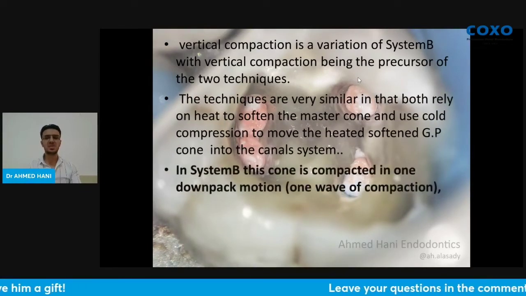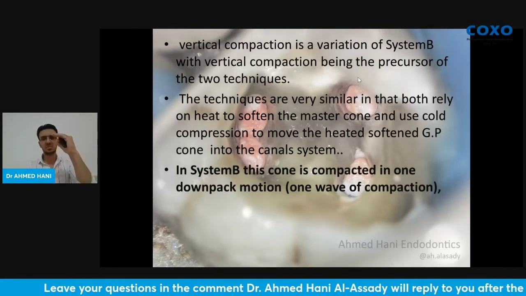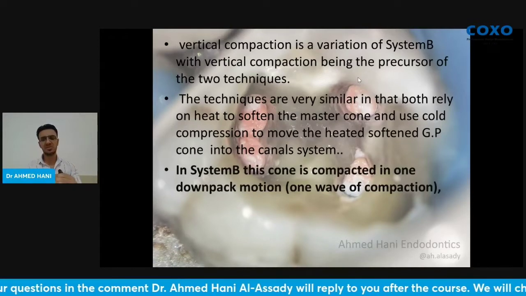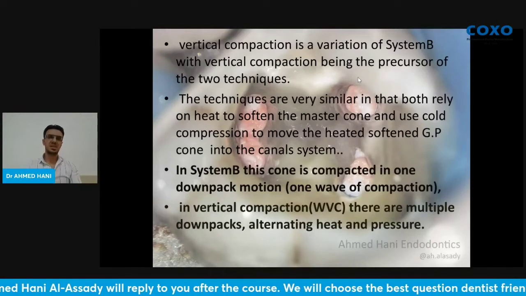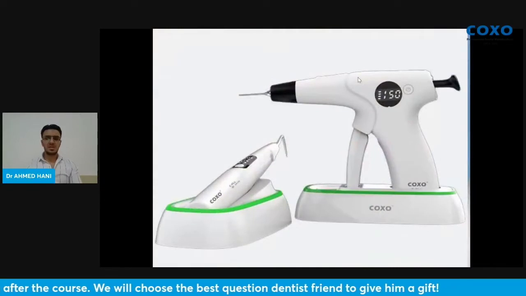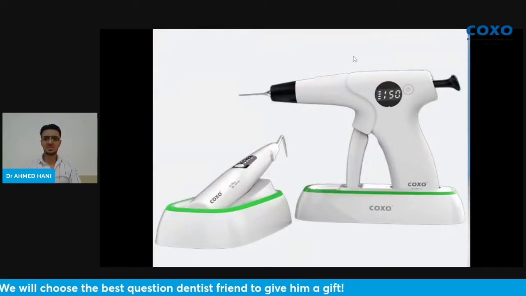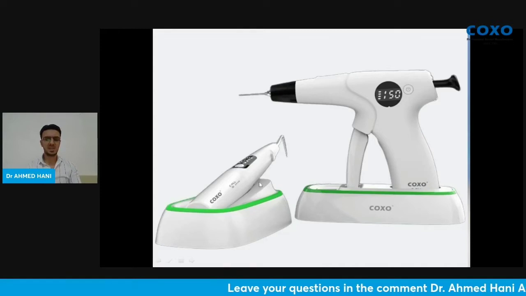In SystemB, the cone is compacted in one down-pack motion, one wave of compaction, one attack from the coronal to the last 3 to 5 millimeters. In vertical compaction, there are multiple down-packs alternating heat and pressure. So this is an excellent device from Coxo, which is a C-Fill. It's a gun for backfilling, and this is a pin for the down-pack technique. So it's a great one.